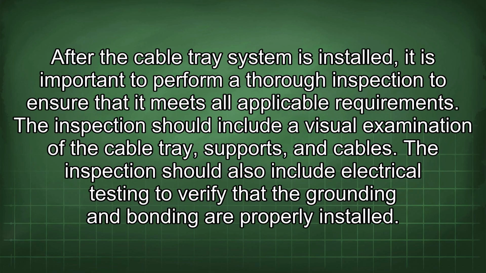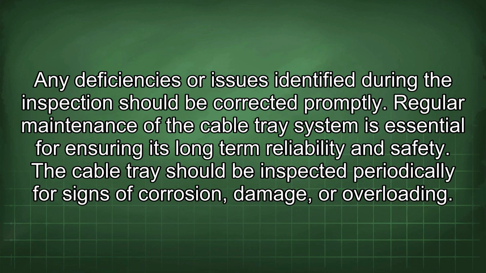After the cable tray system is installed, it is important to perform a thorough inspection to ensure that it meets all applicable requirements. The inspection should include a visual examination of the cable tray, supports, and cables. The inspection should also include electrical testing to verify that the grounding and bonding are properly installed. Any deficiencies or issues identified during the inspection should be corrected promptly.